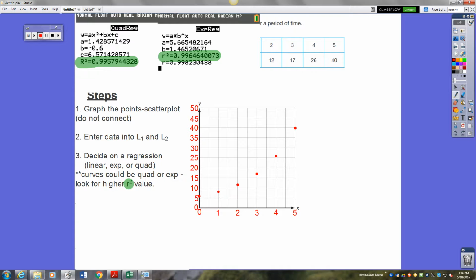When you have a curve, you have to do both the quadratic and the exponential regression. What you're looking for is, remember, the best fit is the value closer to 1. So this is 0.995. This is 0.996. The exponential regression in this case is going to be the better choice because the r squared value is higher. All right, so this data is exponential.